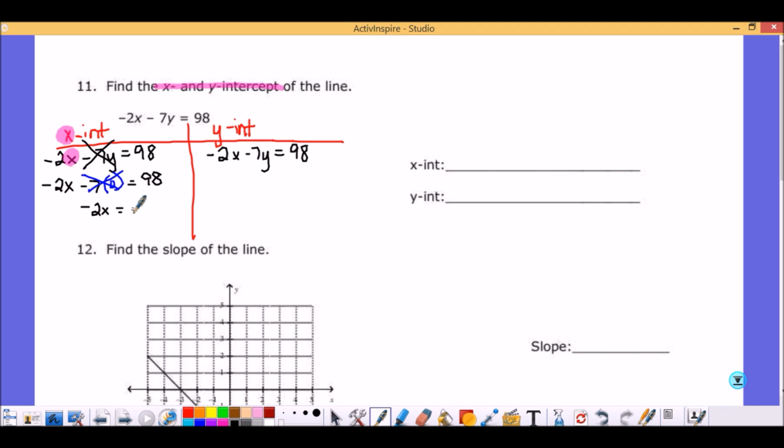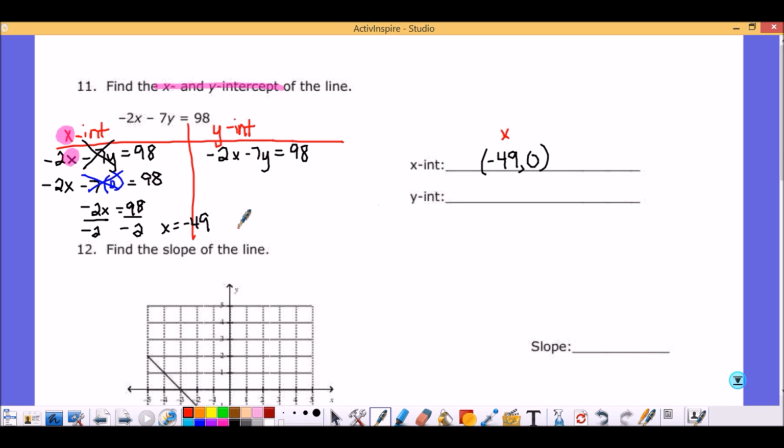All right, now I'm ready to solve it like the first 6 weeks. So I'm going to divide both sides by negative 2. So I have x equals negative, careful, it's negative 49. So my x-intercept is at negative 49, comma 0. The reason why I do that is because I want the x-intercept. So that means I want an answer for the x value.